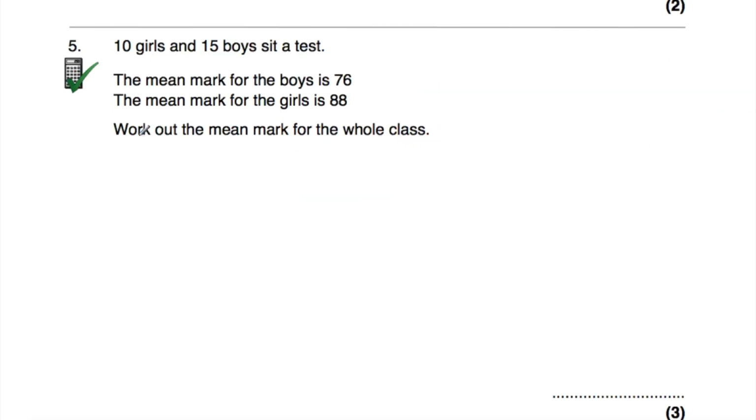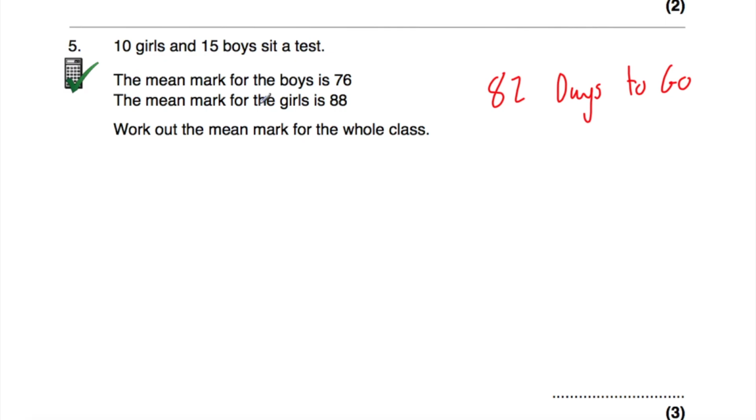Okay, question number 5. It's a combined mean question. We've got 10 girls and 15 boys. This is a test. The mean mark for the boys is 76. The mean mark for the girls is 88. And we've been asked to work out the mean mark for the whole class of these 25 students. So it's a combined mean question. If you need extra help on the combined mean, if you go to 82 days to go, that covers the combined mean.